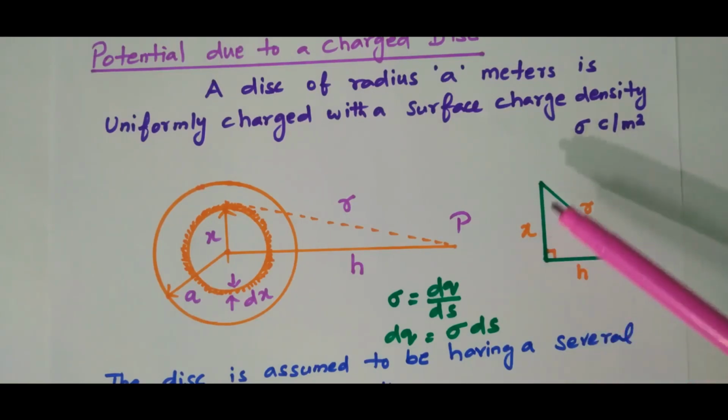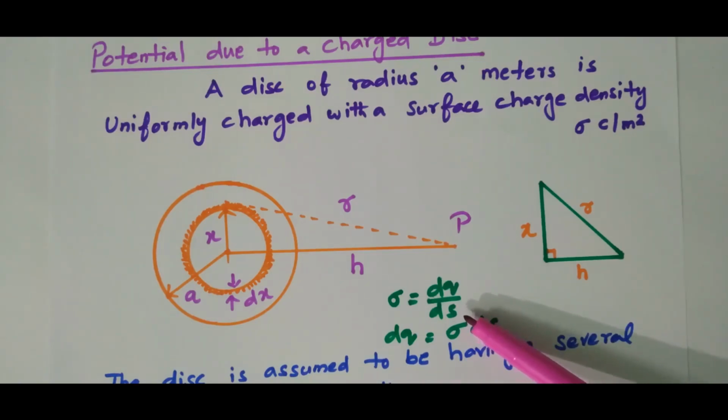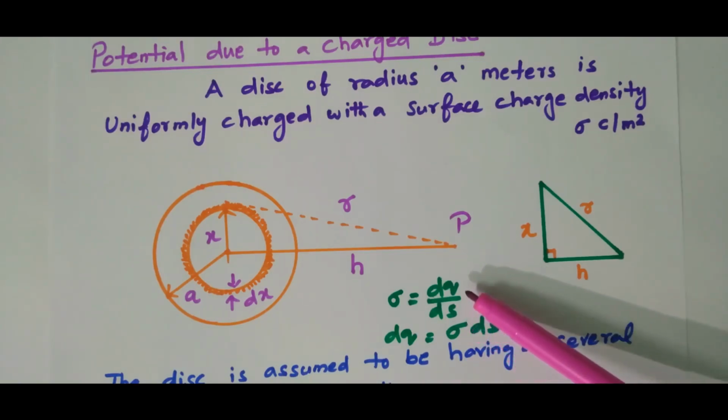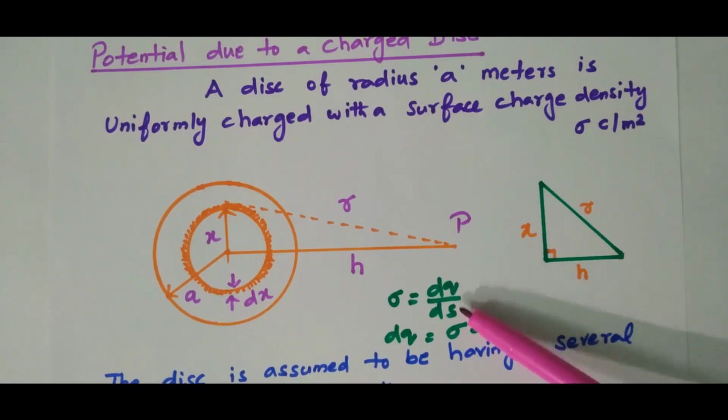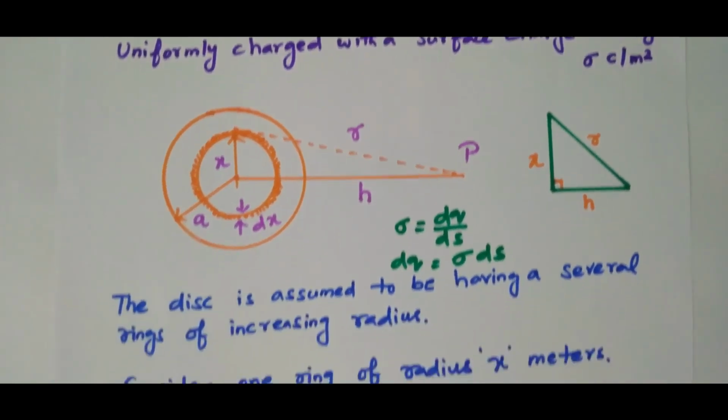Here we are using the surface charge density, so sigma equals dq divided by ds, assuming the entire surface of the disk. From dq by ds, dq equals sigma into ds. So dq can be represented as sigma into ds. That is the description given.